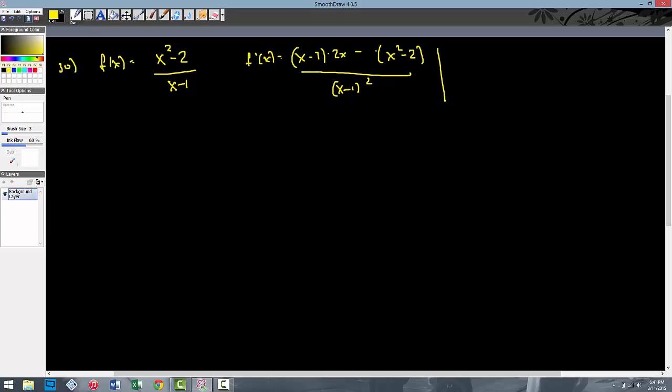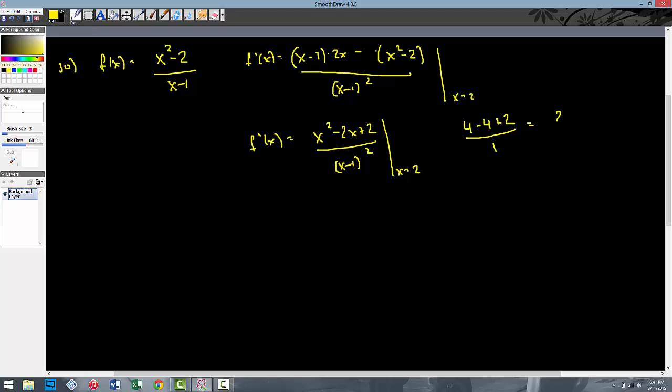Now, we are trying to find that for x equals 2. Here's what I'm going to do. I'm going to go ahead and simplify all this. I trust you will be able to do it. What I get is f prime of x is equal to x squared minus 2x plus 2 all over x minus 1 quantity squared. And again, I'm looking for that when x equals 2. You plug in 2's for everything. You get 4 minus 4 plus 2 over 1, which is 2. Your answer ends up being D.